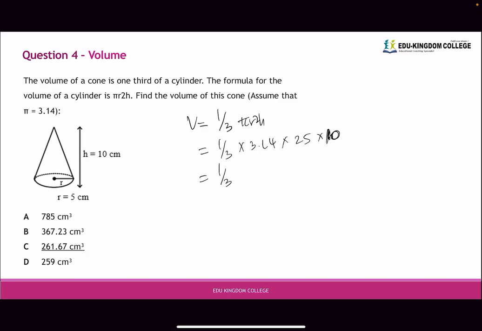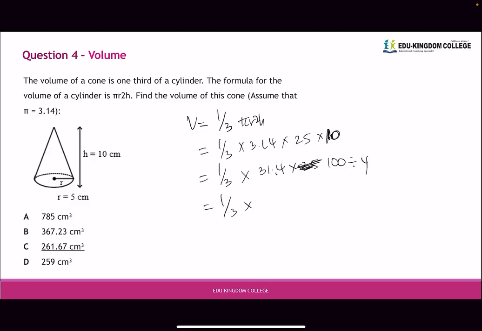And what I'm going to do is multiply 10 and 3.14. I really want to get rid of that decimal. Instead of 25, I'm going to do times 100 divided by 4. So 25 is 100 divided by 4. I'm going to manipulate the equation and use that instead, because I want to get rid of this decimal, so I want to try and multiply it by a factor of 10 or 100.